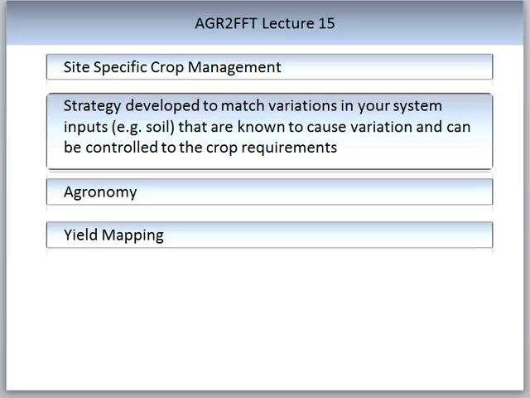Site-specific crop management is a strategy developed to match your inputs, such as your soil, that are known to cause the variation in your system, and can be controlled to your crop requirements. This is largely used in agronomy and it's referred to as yield mapping.